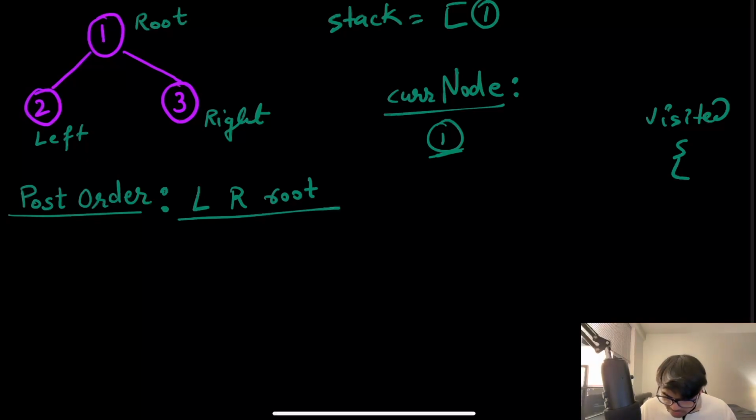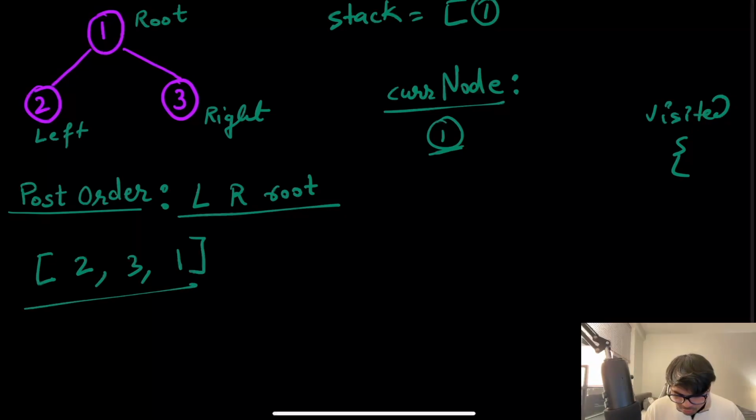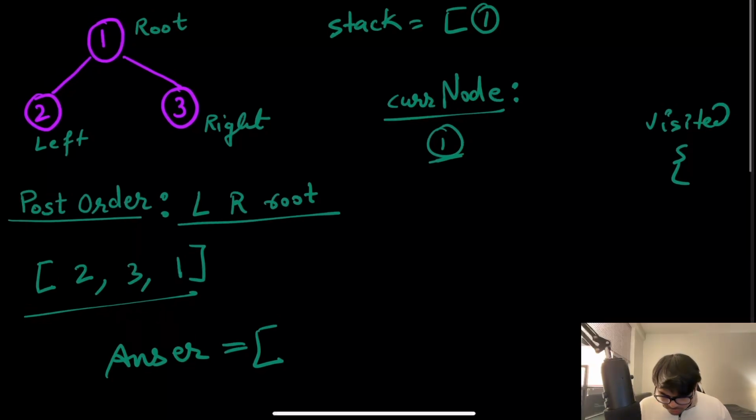So let's see if it will give us this order: visiting 2, visiting 3, and then visiting 1. That's how our order should be. So let's get the answer from our approach. And the approach is simple. It's not simple, we'll try to make it simple. Okay, let's just have it now.